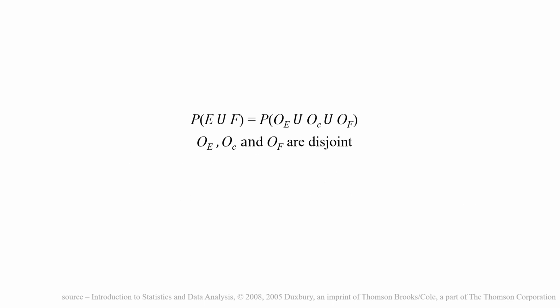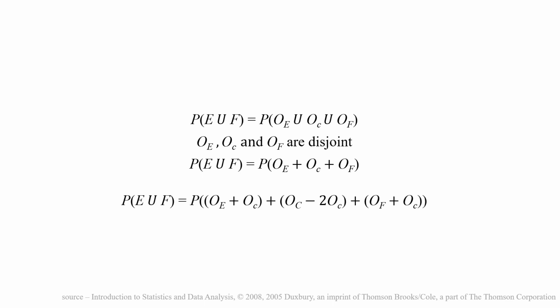Since OE, OC and OF are disjoint, the above equation, for the sake of understanding and further derivation, can be written as probability of E union F equals probability of OE plus OC plus OF. Adding and subtracting OC in the RHS of the above equation, we get probability of E union F equals probability of OE plus OC plus OC minus 2OC plus OF plus OC.